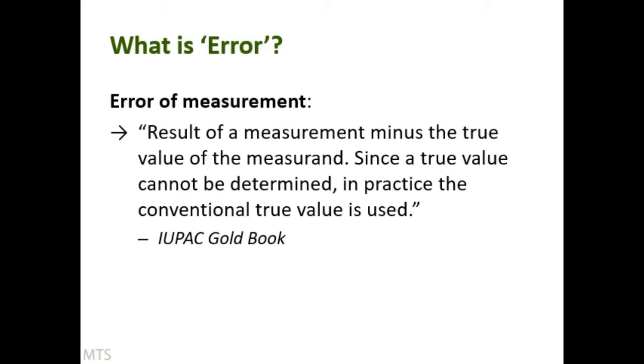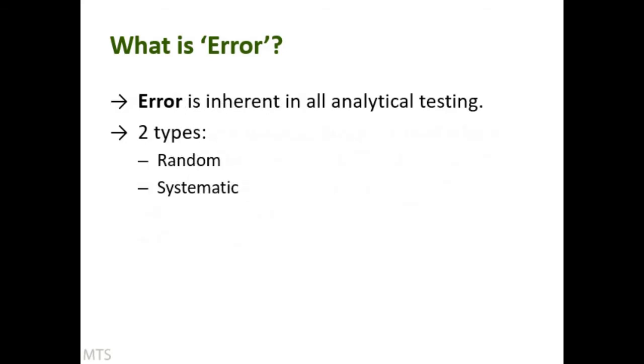Now when it comes to these error sources and these errors that we find in methods, it is inherent in everything that we do. And we have 2 different types. We have random errors and we have systematic errors. And it's really good to have a little look at this and refresh your knowledge if this is things you've come across before, and see how they relate to acceptance criteria.